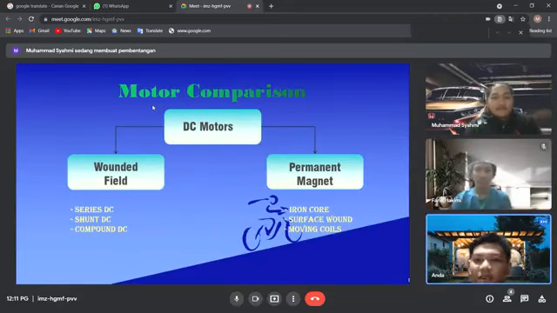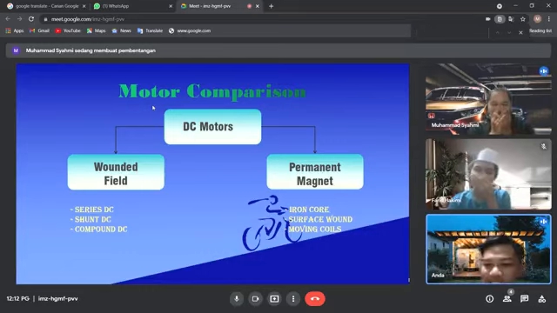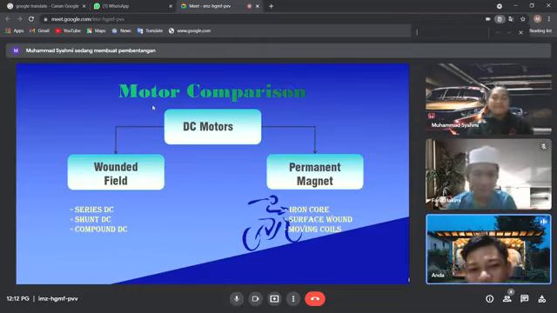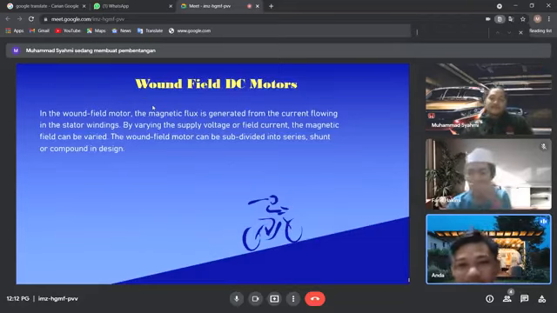Okay, motor comparison. DC motor has two types. First, wound field, and second, permanent magnet. Under wound field: series DC, shunt DC, and compound DC. Under permanent magnet: iron core, surface wound, and moving coil.